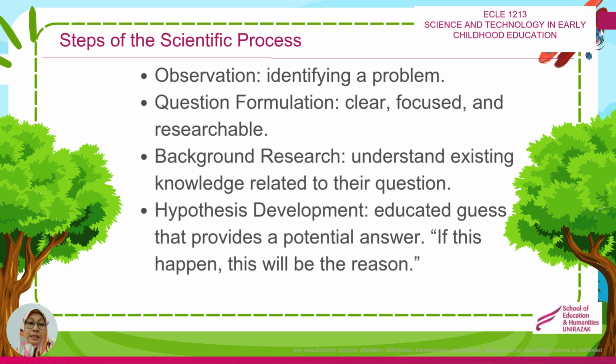So in scientific process also there are steps. There are four steps in scientific process. Of course, it will start with observation. Observation is for you to identify a problem. You will need to notice something that needs to be investigated. It starts with observation, and then we move to question formulation.